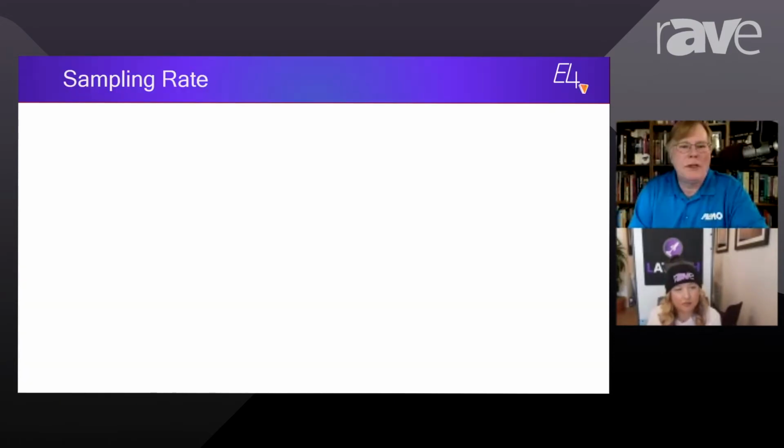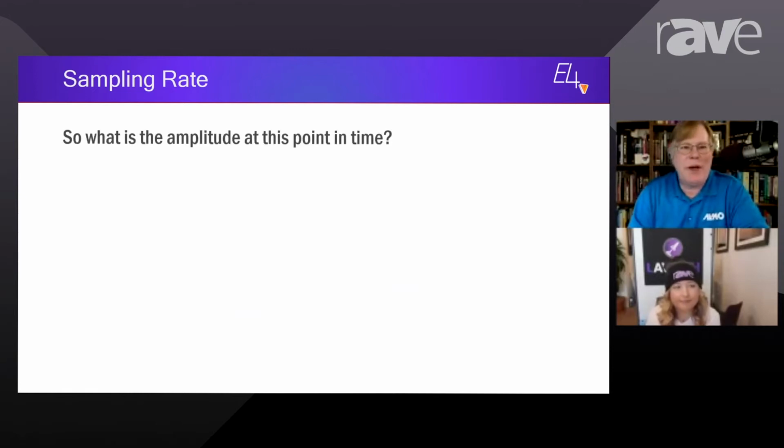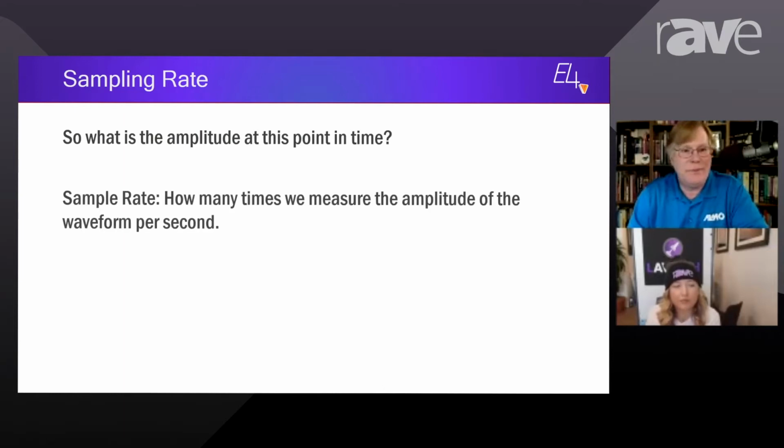Got it. So let's get into sampling rate. We did bit depth, how many possible states we have for amplitude. When we get into sample rate, what is the amplitude at this point in time? Remember the x-axis was time? So at this point in time as compared to this point in time, what's the amplitude? The sample rate is how many times we measure the amplitude of the waveform per second.